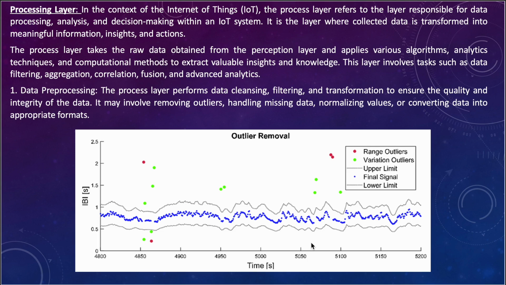Processing layer. In the context of the Internet of Things, the processing layer refers to the layer responsible for data processing, analysis, and decision making within an IoT system. It is the layer where collected data is transformed into meaningful information, insights, and action. The processing layer takes the raw data obtained from the perception layer and applies various algorithms, analytics, techniques, and computational methods to extract valuable insights and knowledge. This layer involves tasks such as data filtering, aggregation, correlation, fusion, and advanced analytics.